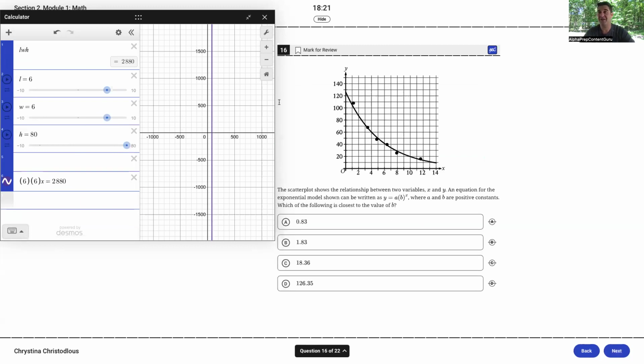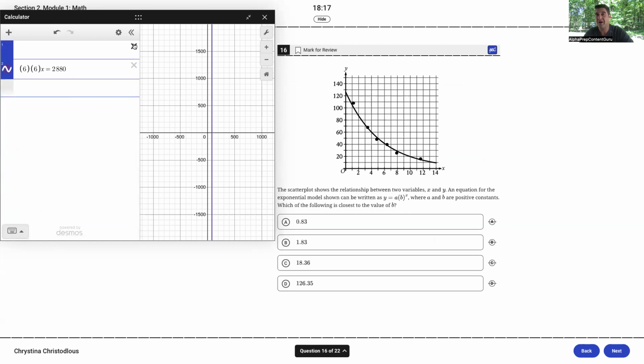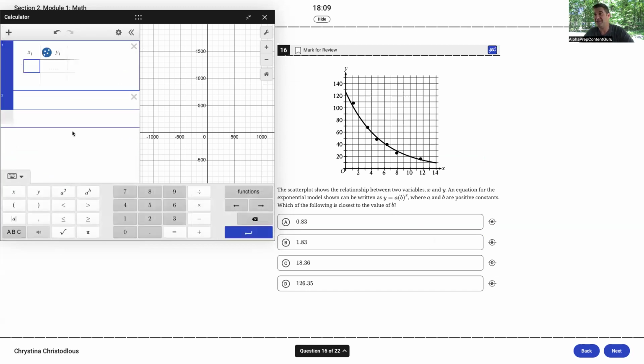Let's see, definitely running out of time here. Oh, baby, check this out. The question literally gives me some random graph. It gives me the equation of the graph, and it says, what's B? It's a classic opportunity to make a table and do something like this.